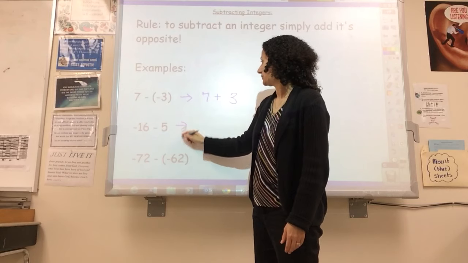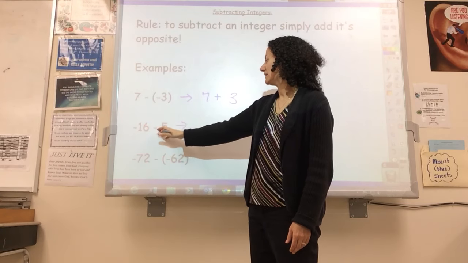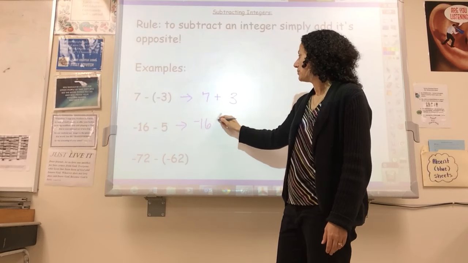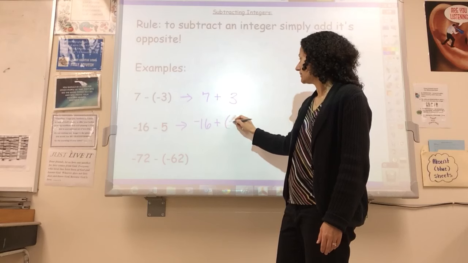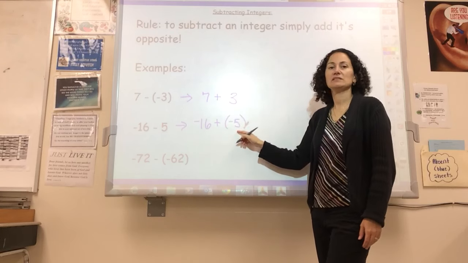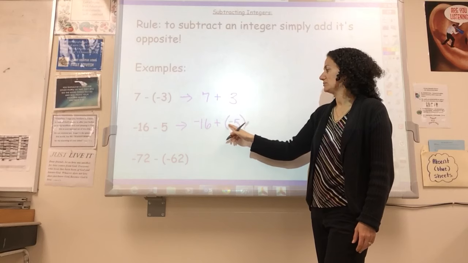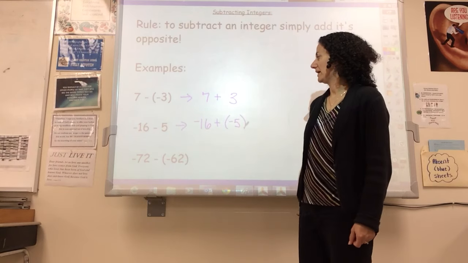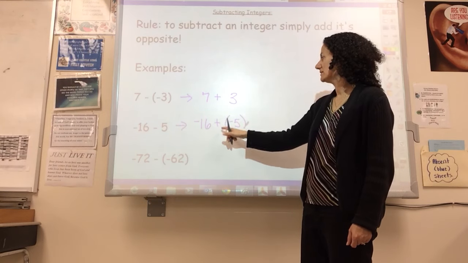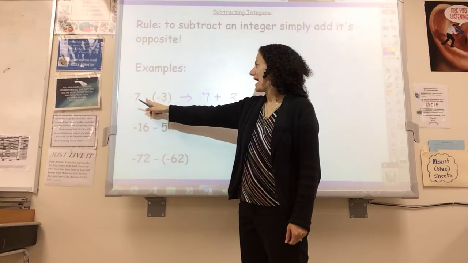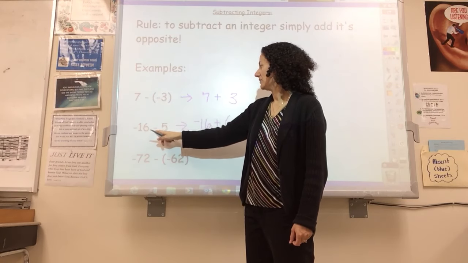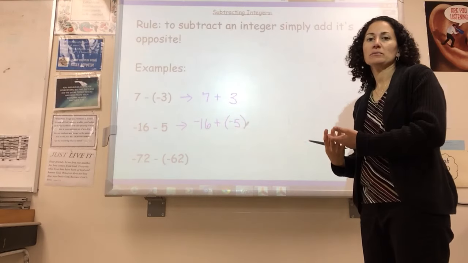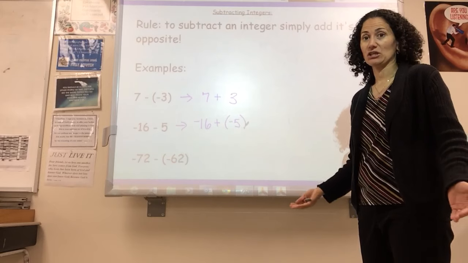So take this one for example. Negative 16 minus 5 can actually be rewritten as negative 16 plus negative 5. I'm going to put the negative 5 in parentheses so you can see that it's negative 5, and this is not a subtraction sign. So negative 16 minus 5 is the same thing as negative 16 plus negative 5. We're simply adding the opposite. And then once you change it to an addition problem, you simply follow the rules for addition.